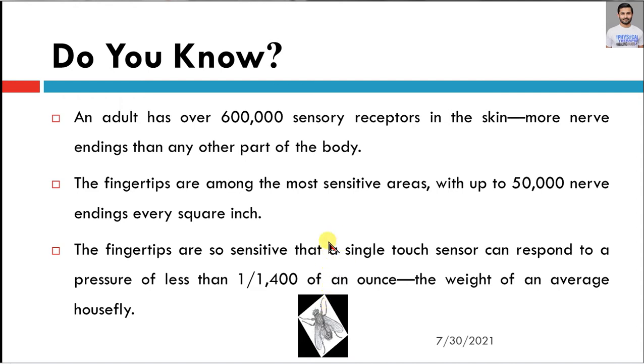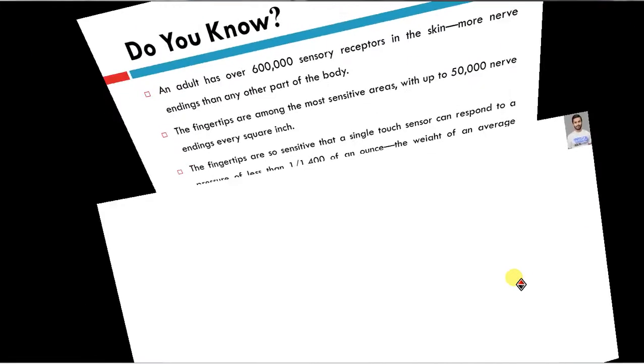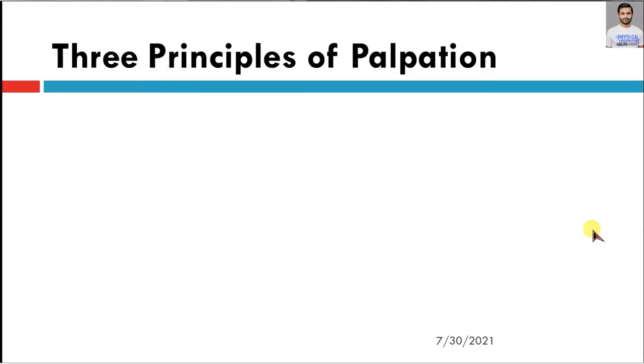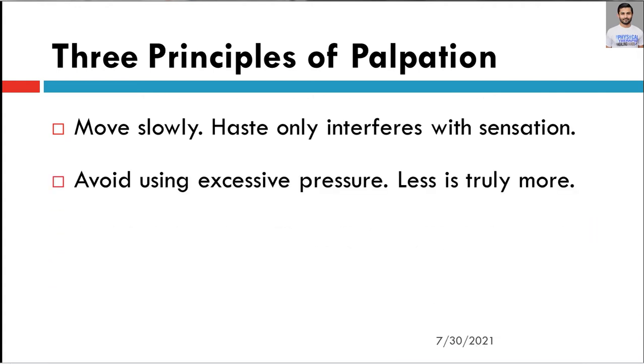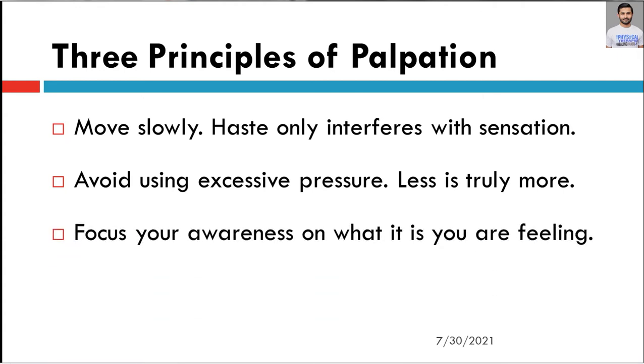So the purpose of adding the slide is to help you understand. Sometimes you have to put as little pressure as shown over here. These are what I call the golden three principles of palpation: always try to move slowly, as haste only interferes with sensation, so take your time and then palpate the tissue. Avoid using excessive pressure, as less is truly more, and focus your awareness on what you are feeling.